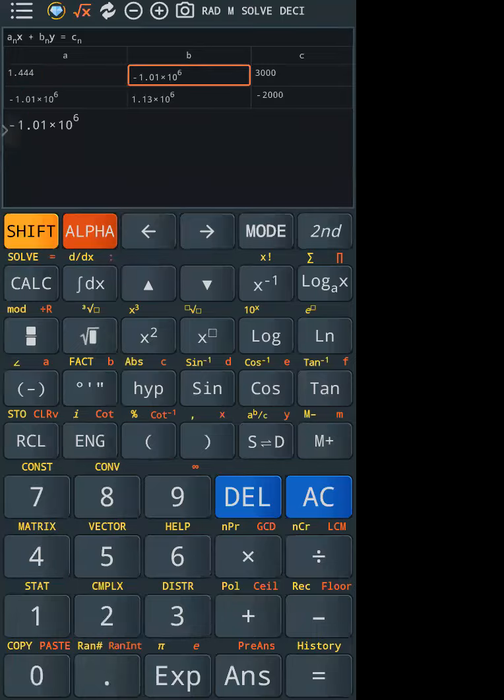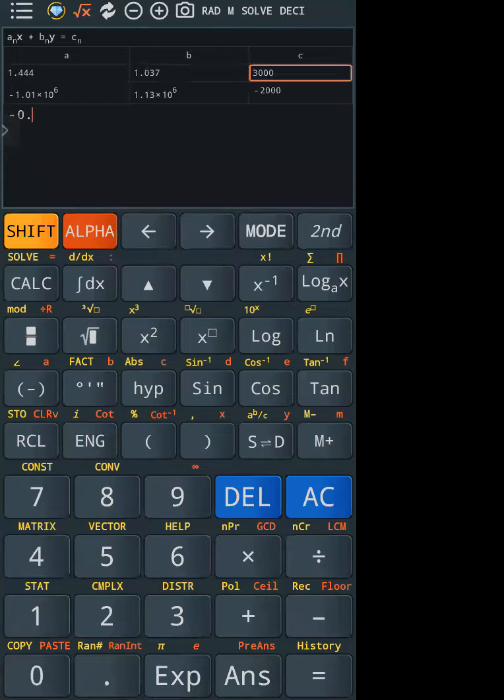1.444, then 1.037, next is minus 0.22, next is 1.111, next is 2.296, and next is minus 0.22. Tell me what you are getting. C2 I'm getting minus 0.128. Is it okay? Yes, sir, correct. And C3 I'm getting, see, I solved in front of you only, minus 0.0338, correct.